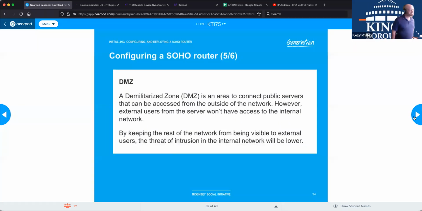All right. The DMZ returns. So DMZ, short for demilitarized zone. This is an area where you can connect to public servers that can be accessed from the outside of the network. However, it keeps things internal protected a little bit more.